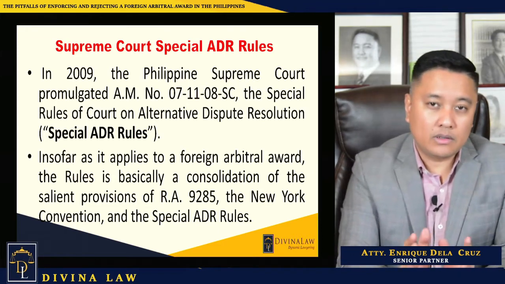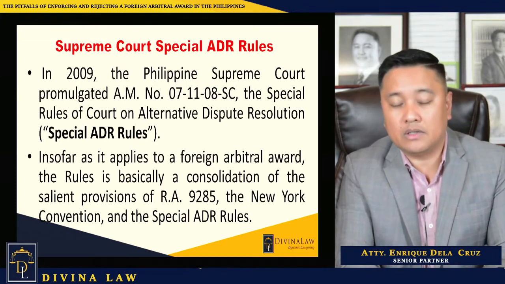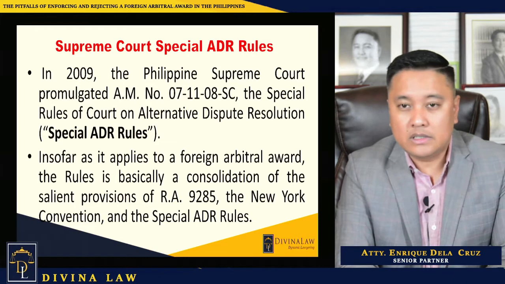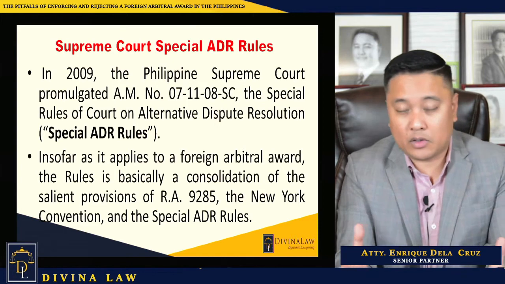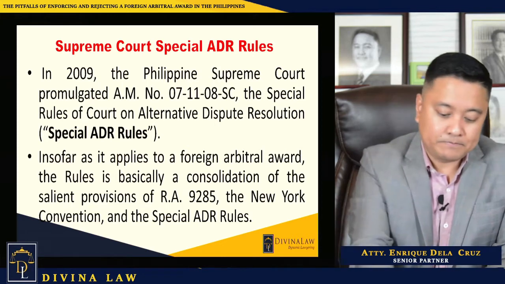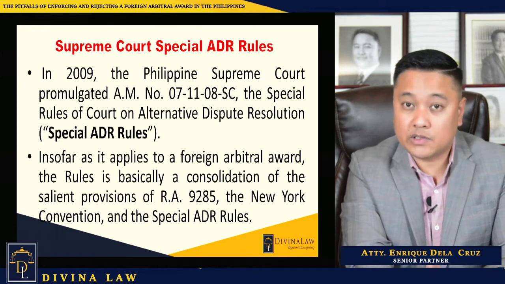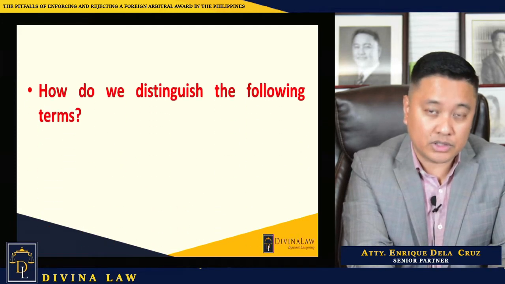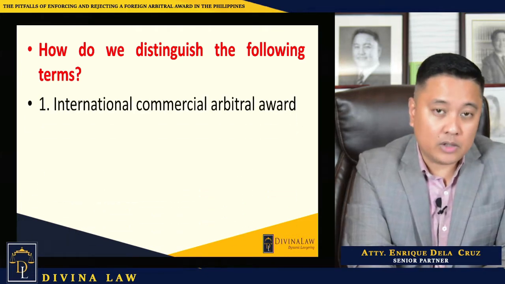So when we discuss foreign arbitral awards, we will basically be talking about the ADR law, Republic Act 9285, the special ADR rules promulgated by the Supreme Court, and of course, the basis for all of this, the New York Convention on the Enforcement of Foreign Judgment. So let's begin with the fundamentals. First, we need to clarify certain terms which are often confusing to some lawyers or used interchangeably by most lawyers, but which actually mean different things. So how do we distinguish the following terms?